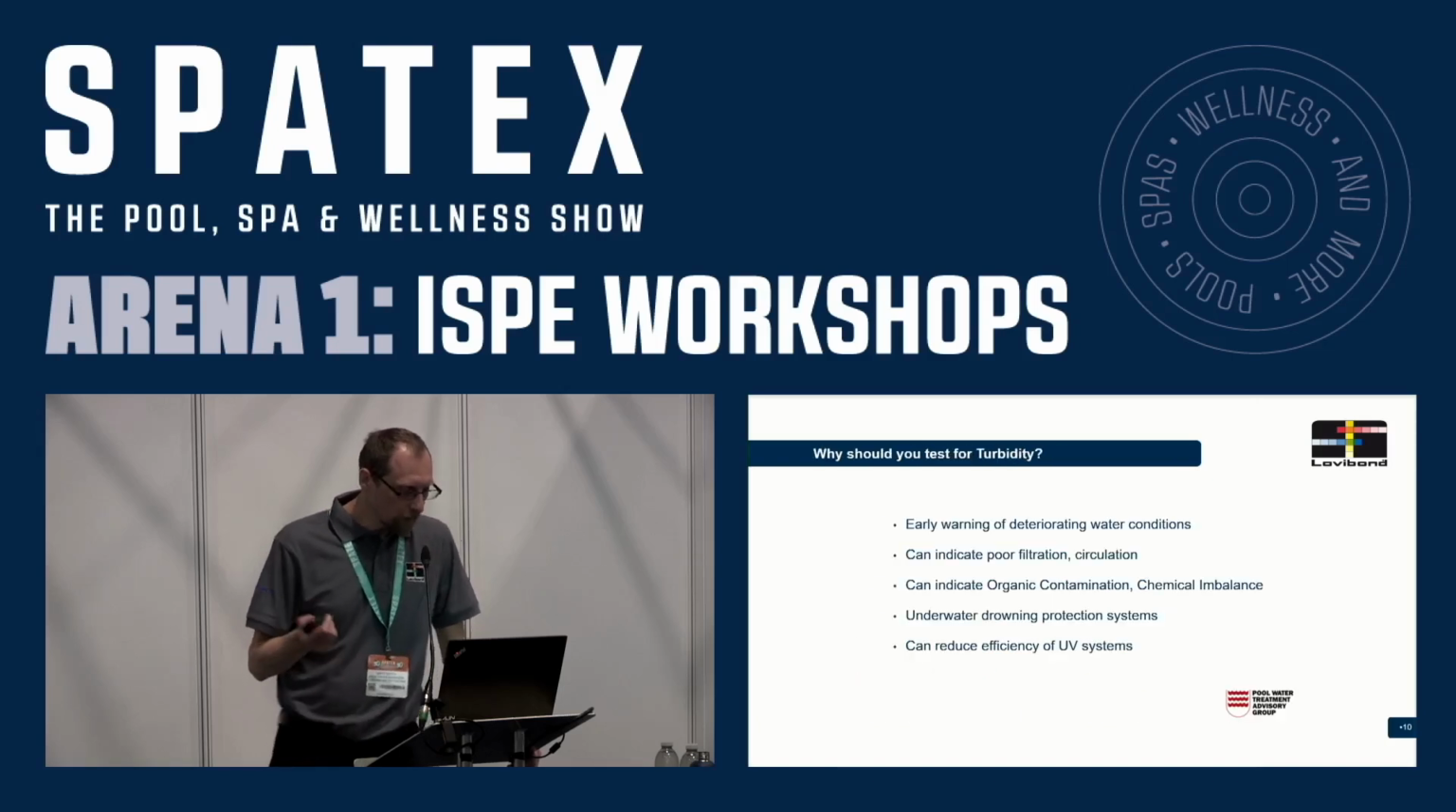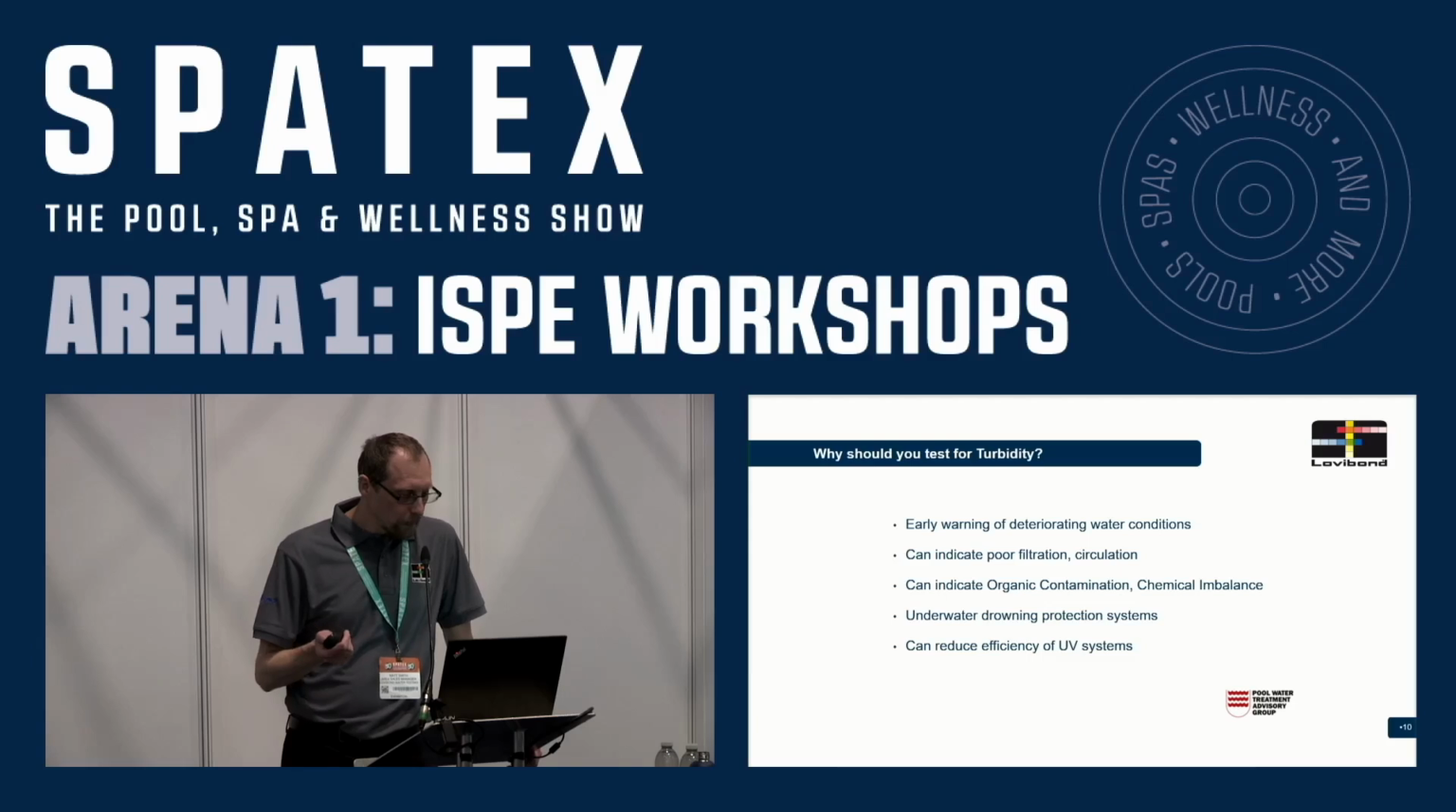Okay, so why should we be testing then? Well, turbidity can be an early warning system. Even if you're just doing a quick turbidity check, it can tell you a good indication of maybe other things that are going on in the swimming pool, whether it be something to do with the filtration or circulation, could be some contamination within there. It's a good, easy, quick check.